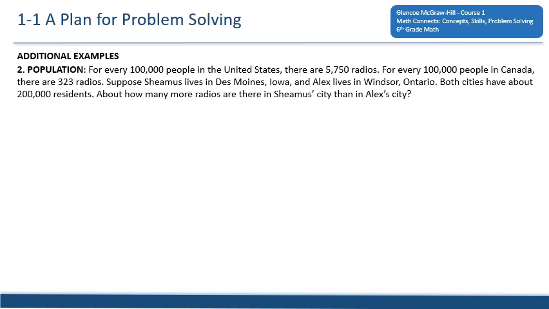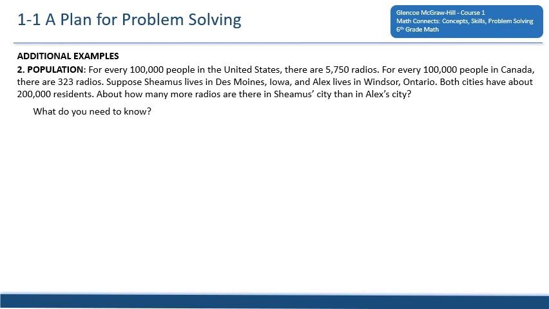Additional examples. Number 2, population. For every 100,000 people in the United States, there are 5,750 radios. For every 100,000 people in Canada, there are 323 radios. Suppose Seamus lives in Des Moines, Iowa, and Alex lives in Windsor, Ontario. Both cities have about 200,000 residents. About how many more radios are there in Seamus's city than in Alex's city?